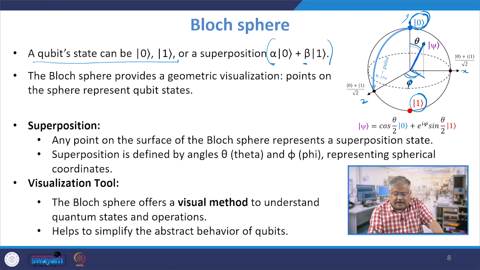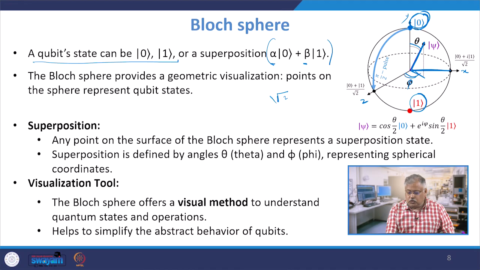So, the Bloch sphere edge is my 0 state. The Bloch sphere has a radius of 1. So if this is 1, the overall distance between any two points within the Bloch sphere is equal to √2, and that is the reason this comes in the denominator as √2. Effectively, if you take 0 plus 1 by √2, so we get alpha 0 plus beta 1 divided by √2, which happens to be the Bloch sphere.